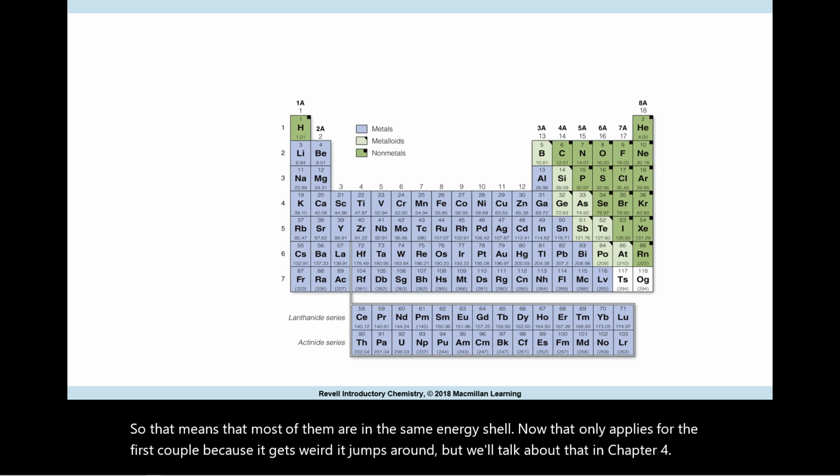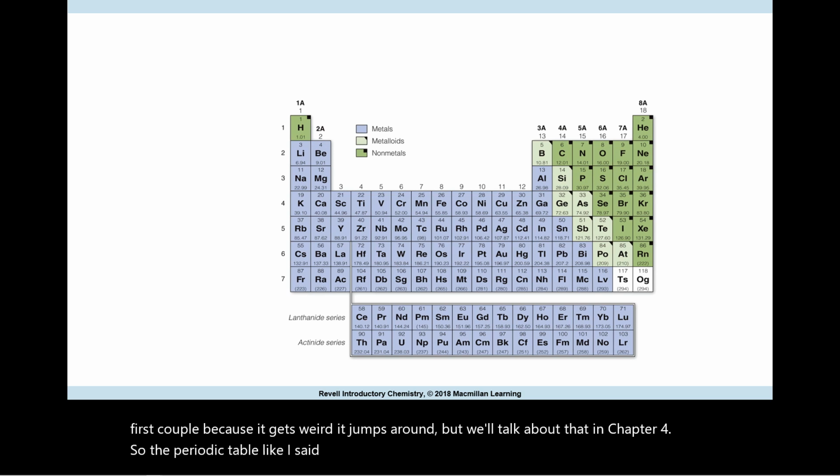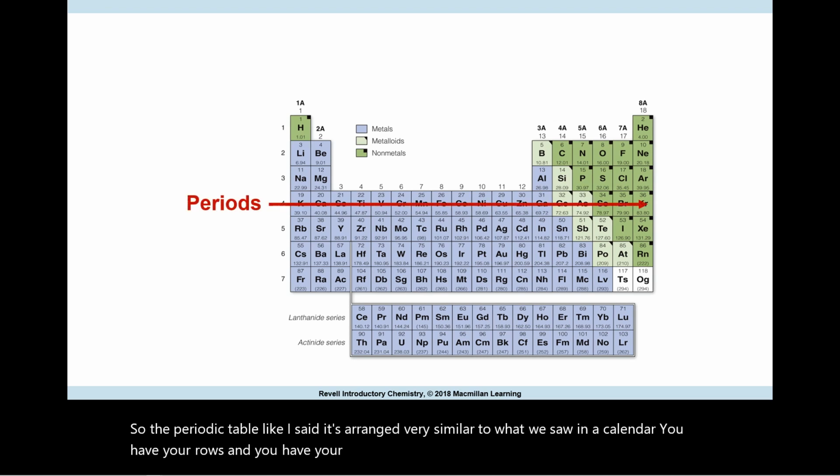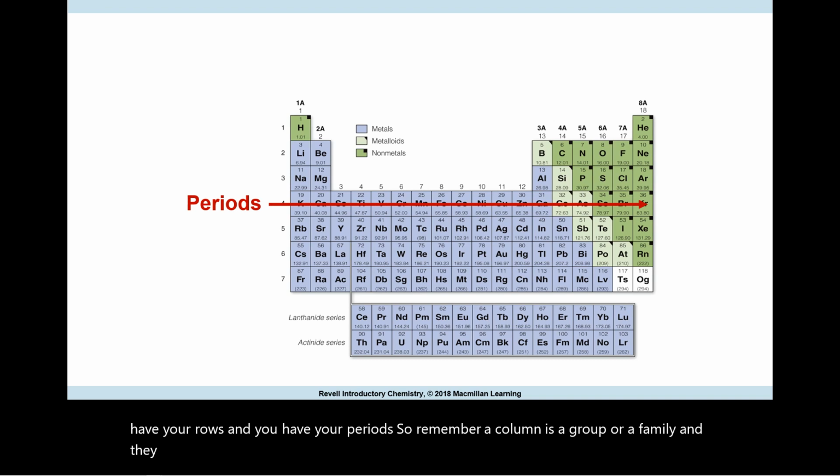So the periodic table, like I said, is arranged very similar to what we saw in a calendar. You have your rows and you have your periods. Okay. So remember, a column is a group or a family, and they have similar properties.